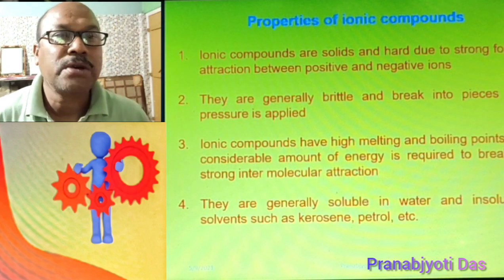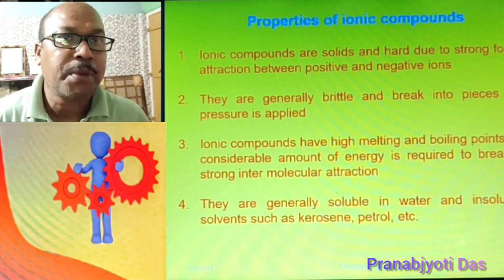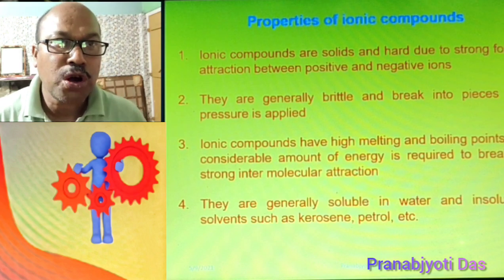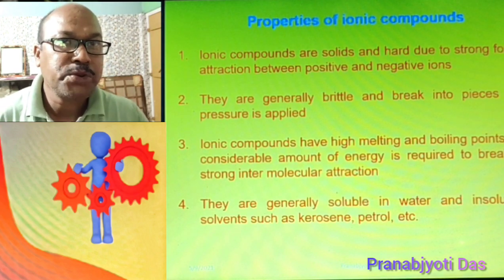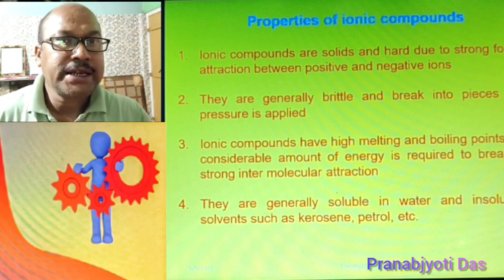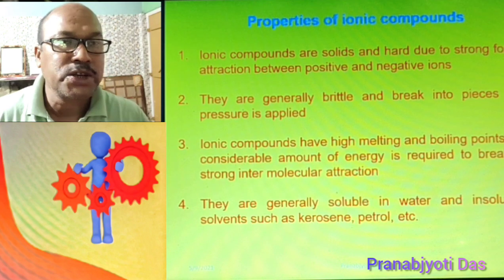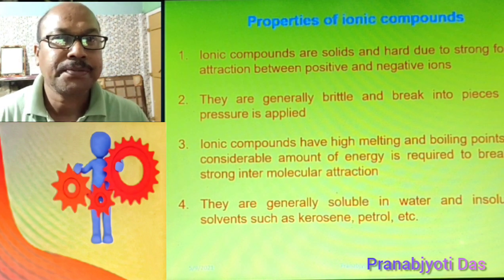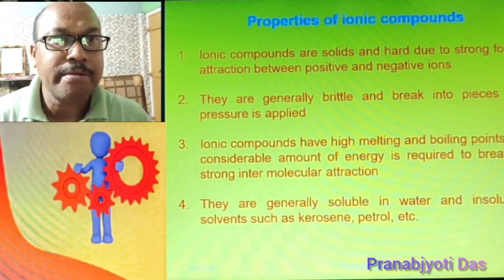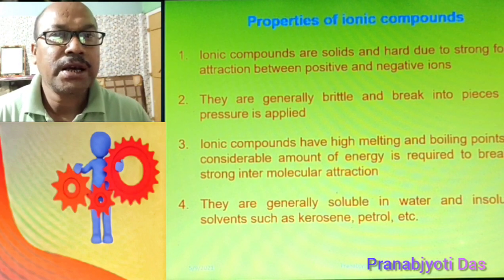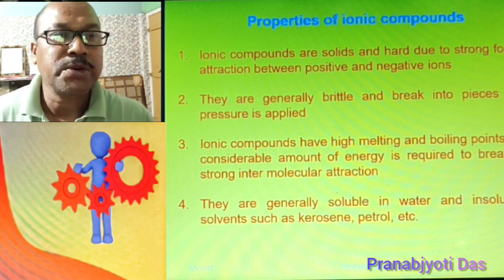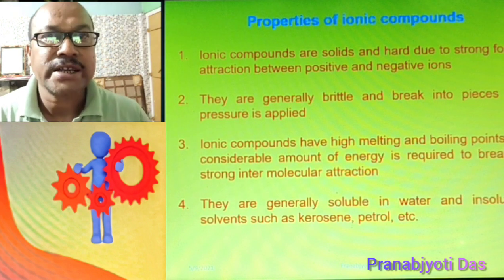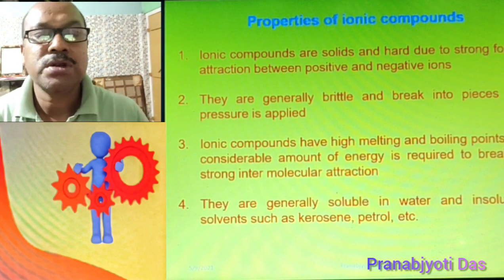Now, what are the properties of ionic compounds? The first property: ionic compounds are solid and hard due to the strong electrostatic force of attraction between the positive and negative ions. Second, they are generally brittle and break into pieces when pressure is applied. When they are hammered, they break down into powder. Ionic compounds have very high melting points and high boiling points, considering the amount of energy required to break the strong ionic attraction present in these compounds.